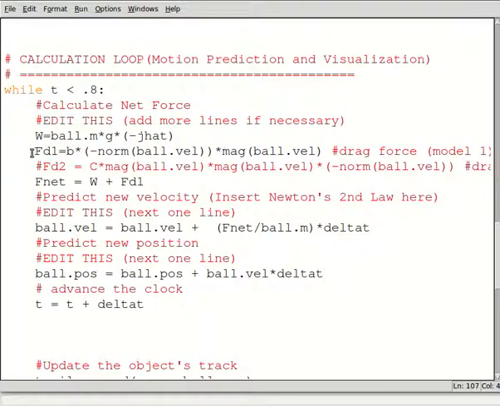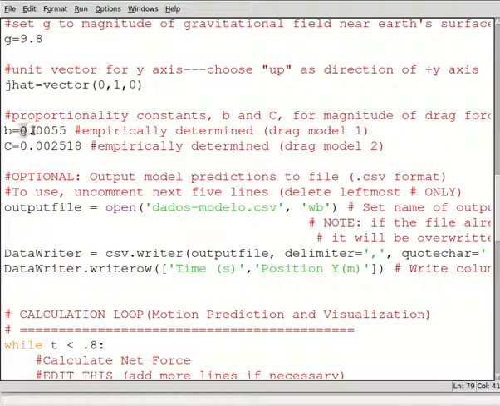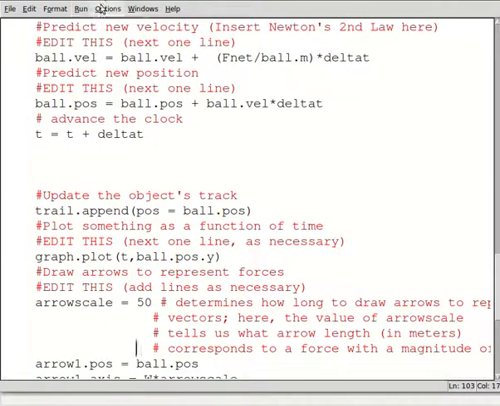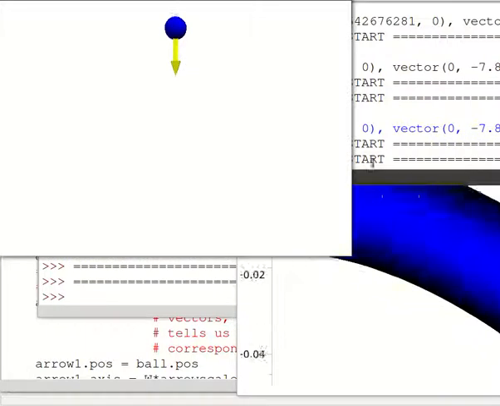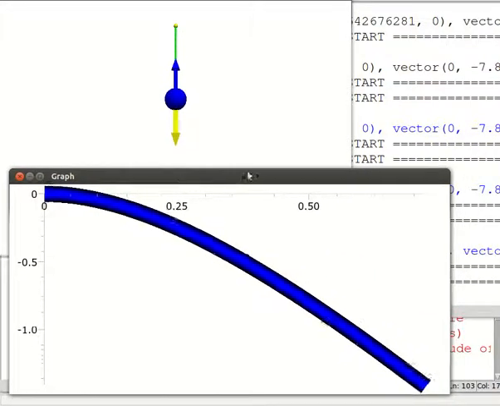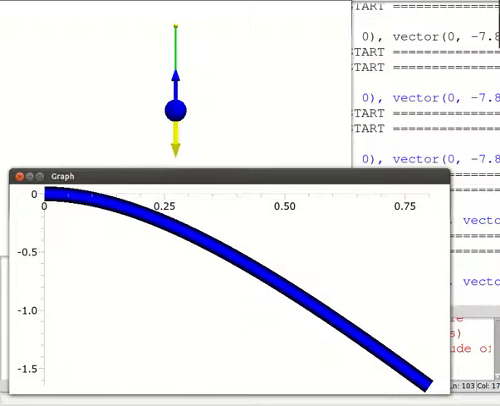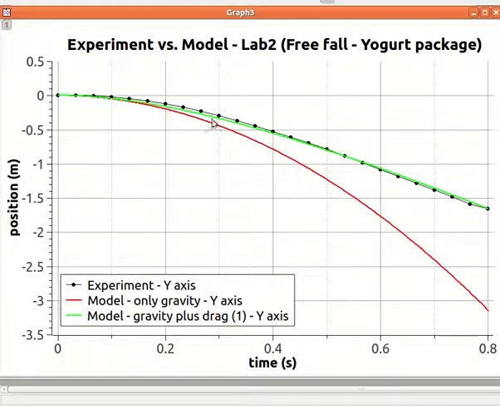To improve our modeling, we considered the drag, and in a first model we considered this model for drag, proportional only to the speed. The parameter b was adjusted by trial and error, and is here. Considering the first model for drag, we have these results using VPython. Here, the drag force. Plotting this on a graph, we see that now we have a very good agreement between our modeling considering gravity and drag and the experimental data.